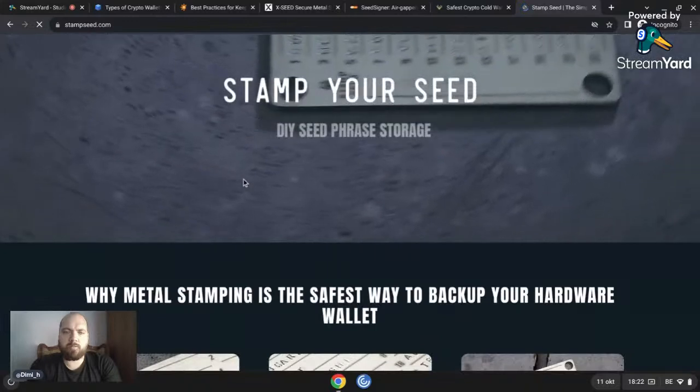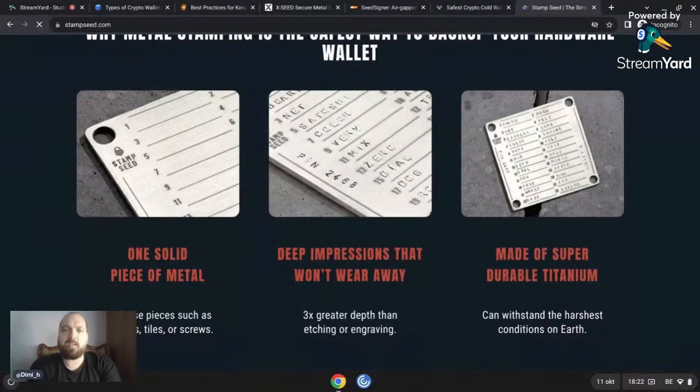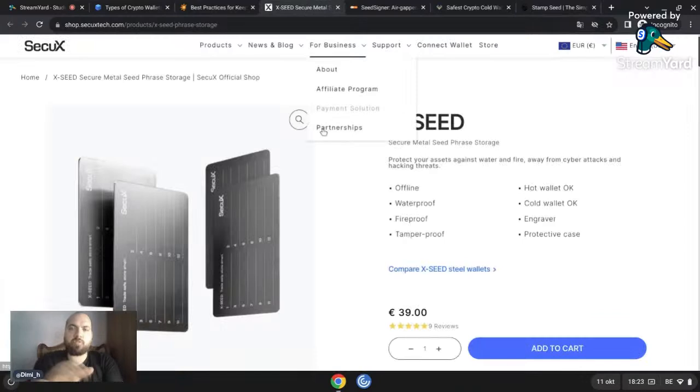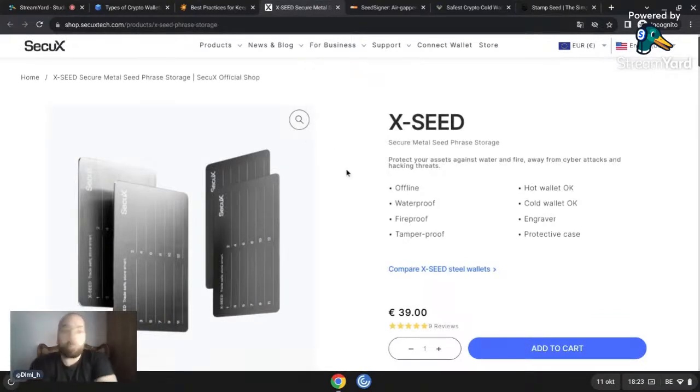So what you're seeing here is basically engraving or stamping your words in a metal sheet. And I've chosen Xseed here by reason one, I own multiple of their sheets here, but also because they highlight the strength of using a metal plate to engrave your seed phrase on. One, it's offline, naturally. It is waterproof, indeed. If you are using stainless steel to engrave your seed phrase in, it becomes waterproof.